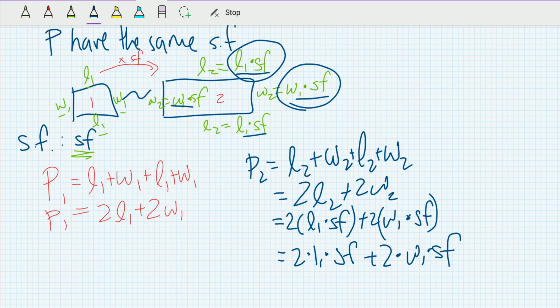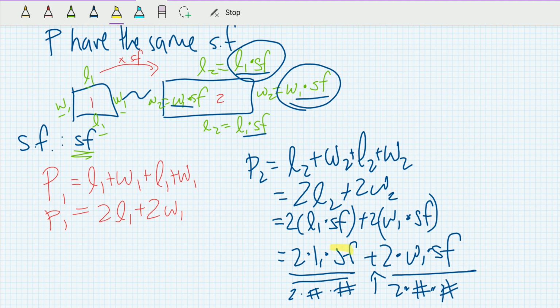Now notice you have only 2 terms here, because they're separated by a plus sign. I know it looks messy, but just think about it. The first term is just 2 times a number times a number, and the second term is 2 times a number times another number. Notice how both of them have SF in there. What that means is I can actually factor out that SF.